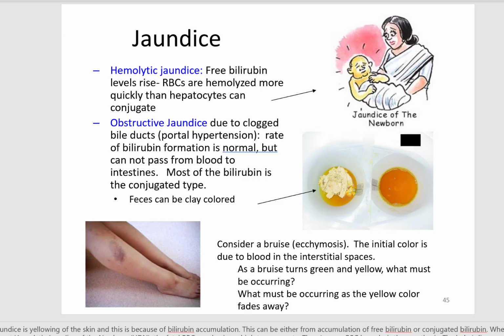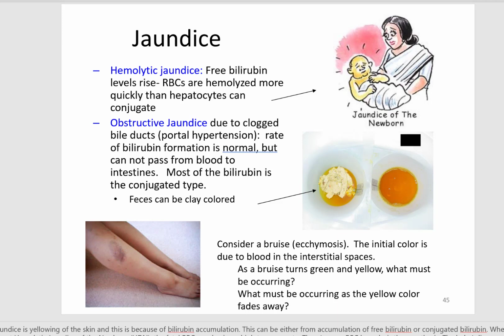We also have new red blood cells being synthesized because the hemoglobin is converting from fetal hemoglobin to adult. So there's turnover of the red blood cells. This turnover is happening more quickly than what the hepatocytes can process. So in hemolytic jaundice of the newborn, we see a higher level of unconjugated bilirubin. Again, it's because the liver cannot keep up with the turnover of the red blood cells.